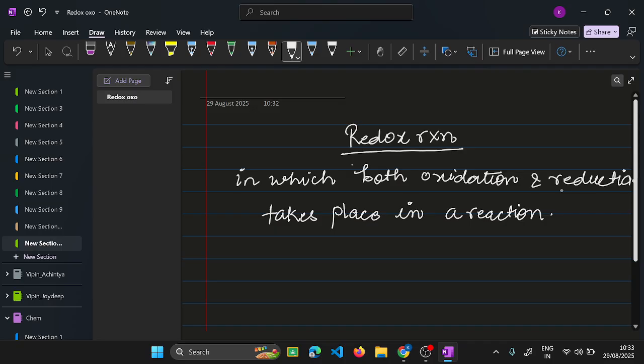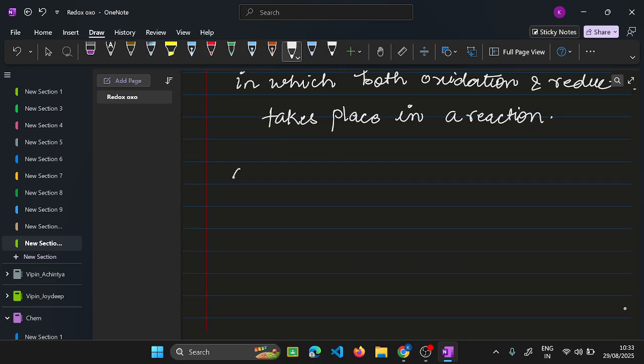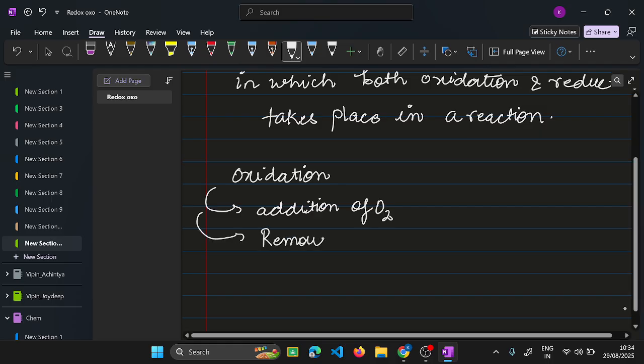So, can you tell me what is oxidation and what is reduction? This is a basic term I hope you know. Oxidation is when an element or compound gains oxygen. So let's study some concepts of oxidation. There are three definitions of oxidation: addition of oxygen, or removal of hydrogen, or removal of electrons.